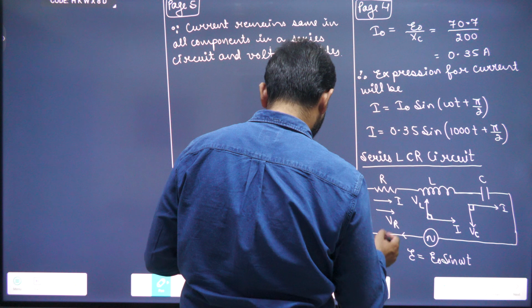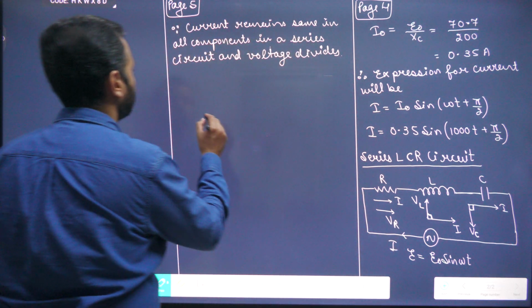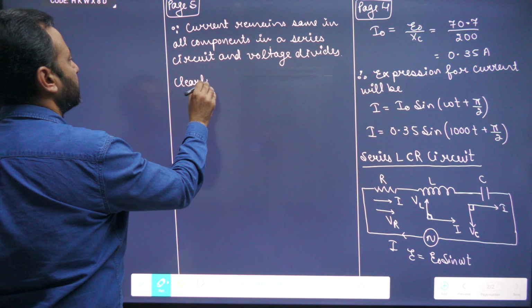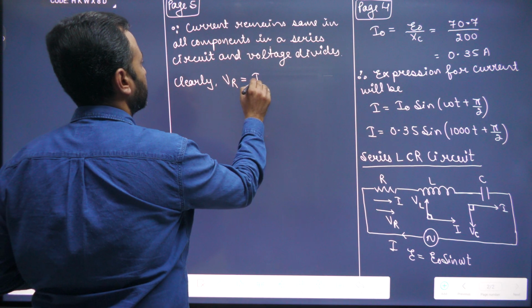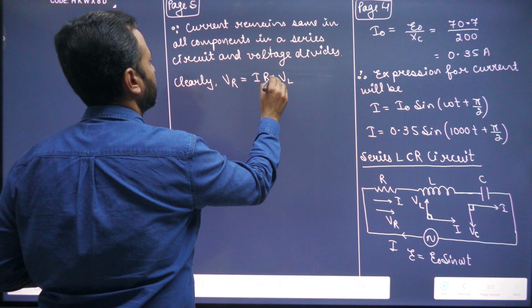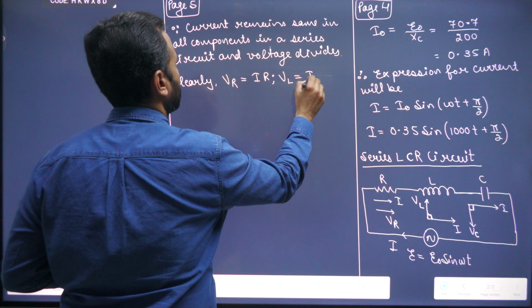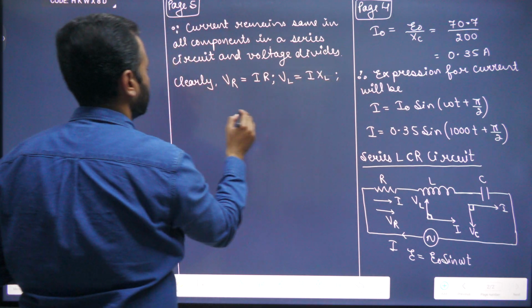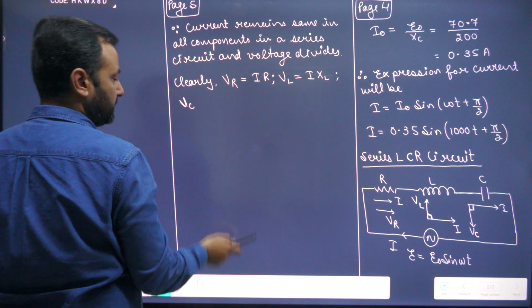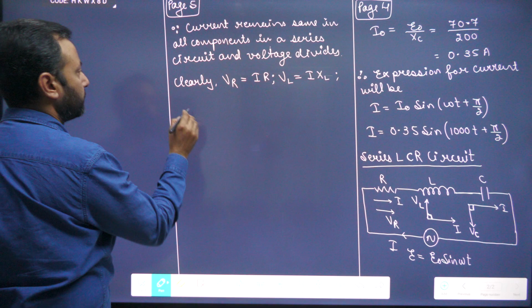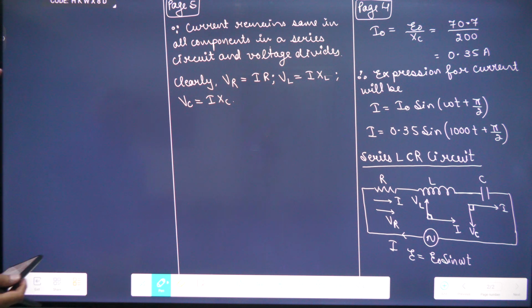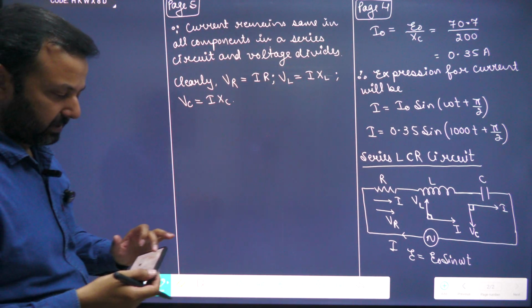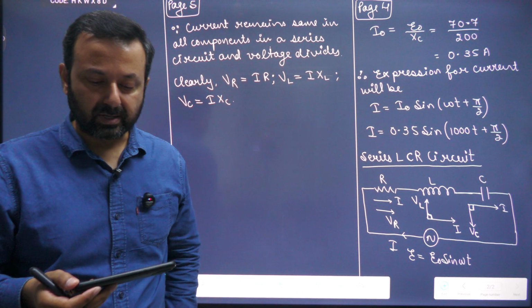Clearly, voltage across resistance VR is equal to IR. Voltage across inductance VL is equal to IXL, and voltage across capacitance VC is equal to IXC. Let I be the current in the series circuit at any instant, then VR is equal to IR.